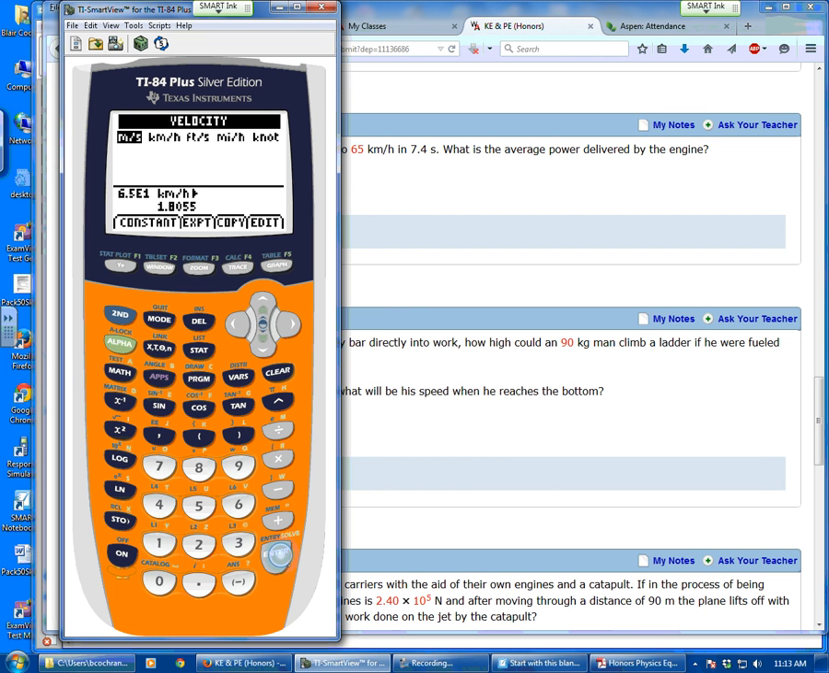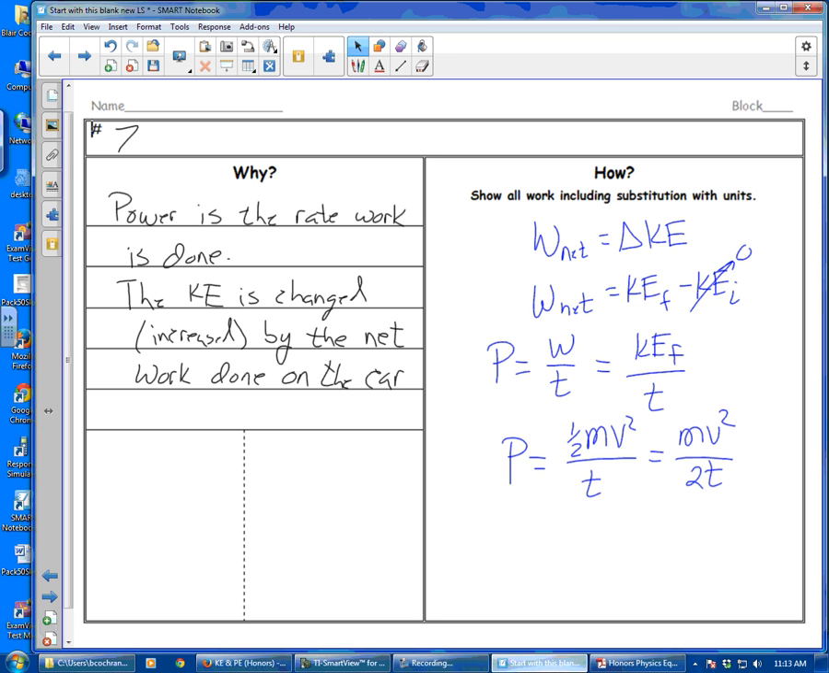And I hit enter. And now notice I have that E to the 1. So that's 18.06. So that's what I'm going to use. 65 kilometers per hour, and I'm just going to remind myself that's 18.06 meters per second.